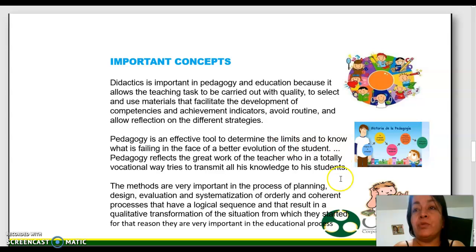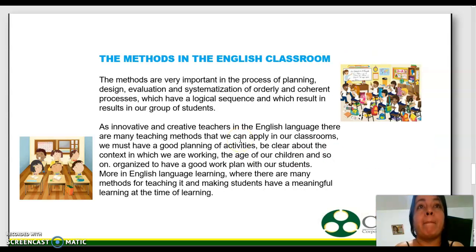The methods are very important in the process of planning, design, evaluation, and systematization, an orderly and coherent process that has a logical sequence and that results in a quality transformation of the situation from which they start. For that reason they are very important in the educational process.